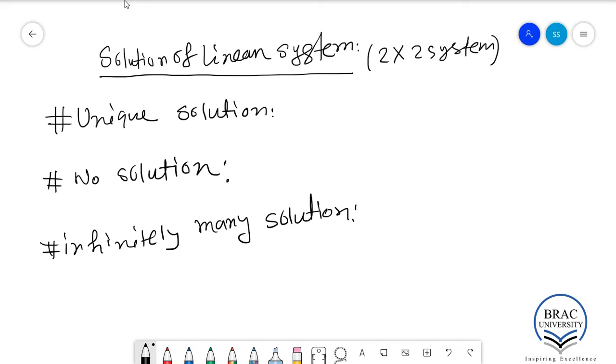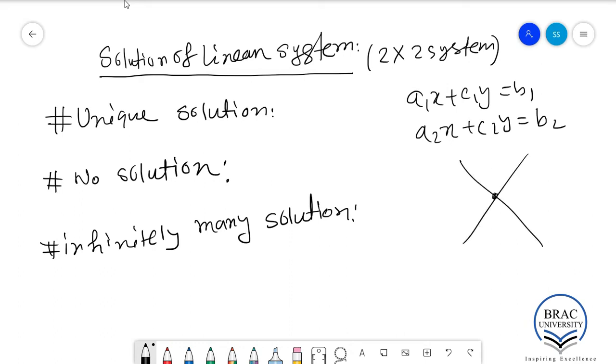Today we will talk about three conditions that will give us a unique solution, no solution, and infinitely many solutions. So we are considering a 2x2 system. Let our system be a1x plus c1y equals b1, and a2x plus c2y equals b2. So we ask when it is possible that this system will have a unique solution. That is, if you have two straight lines, they will intersect at a single point. This is our unique solution. And from this point we will get the x and y coordinates.